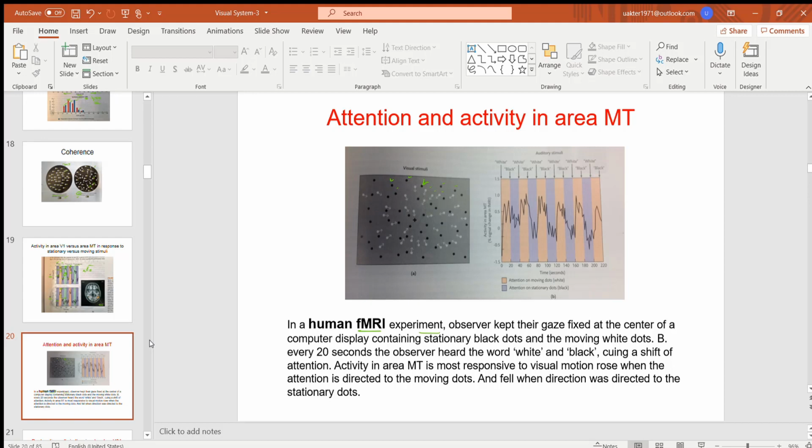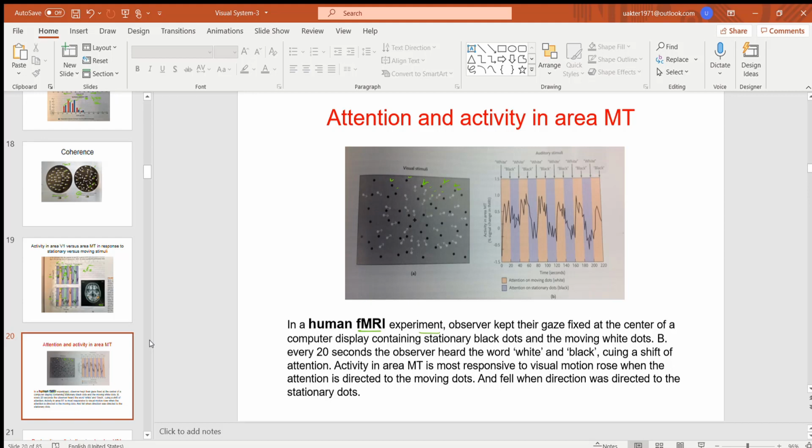Both sets of dots will be presented at the same time, but the human subject was asked to shift the attention and was instructed verbally. So the experimenter will tell the subject, pay your attention to the dark dots. So the subject will pay attention to the dark dots. Okay, and then you are recording fMRI, and then the subject was asked to shift the attention from the dark dots to the white dots. White dots are in motion. So the subject will just shift the attention from the black dots to the white motion dots. And then again you ask the subject, move your attention to the black dots. Okay, that way, alternating. And here you see the activation of area MT.